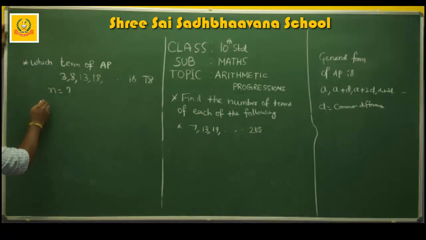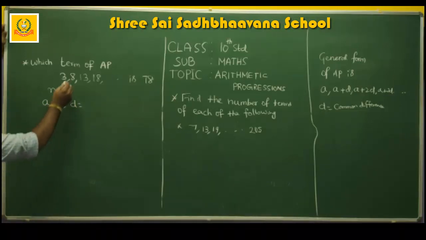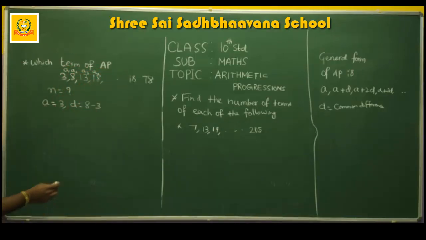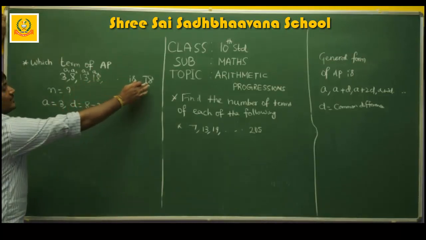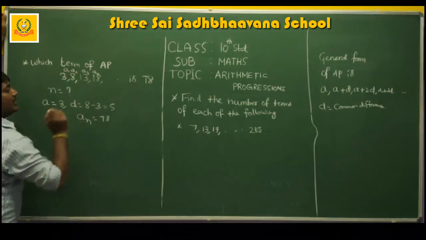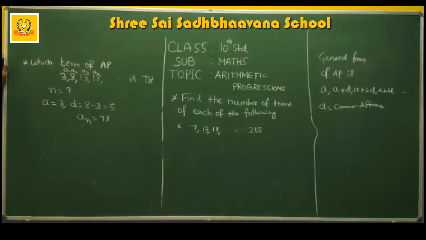So now what is A? First you have to find the A value. A value is 3. And the D value, how will you find it? Same way as we found before: second term minus first term. This is A1, A2, A3, A4 and so on. So 8 minus 3, which is 5. So we got common difference 5. And this 78 is given. They only gave the term. Which term you are going to find, they only gave that; you take it as AN.